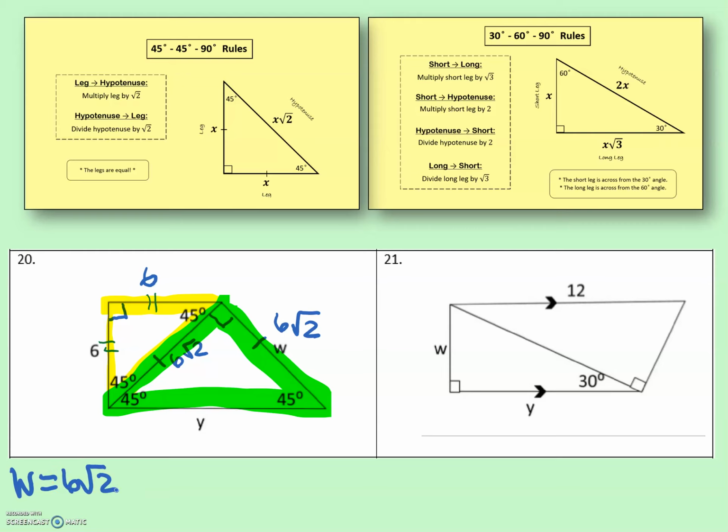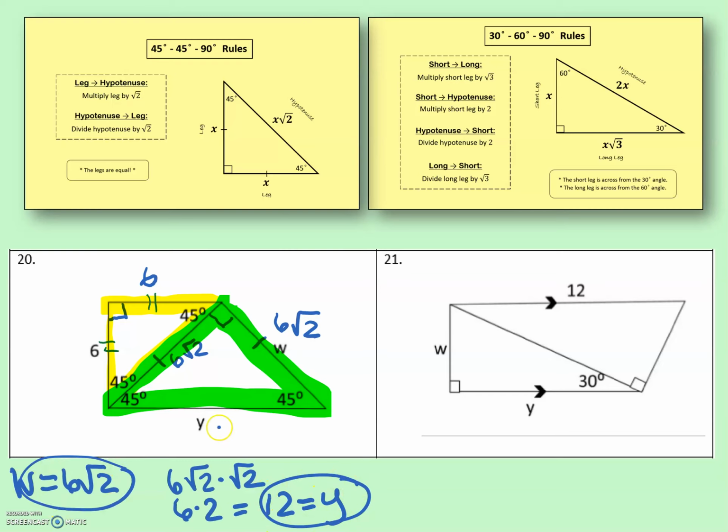Now in the green triangle, W is the leg, and we need the hypotenuse. So to go from leg to hypotenuse, you multiply by root 2. So 6 root 2 times root 2. Root 2 times root 2 is just 2, so 6 times 2 is 12, and 12 is going to be our value for y.